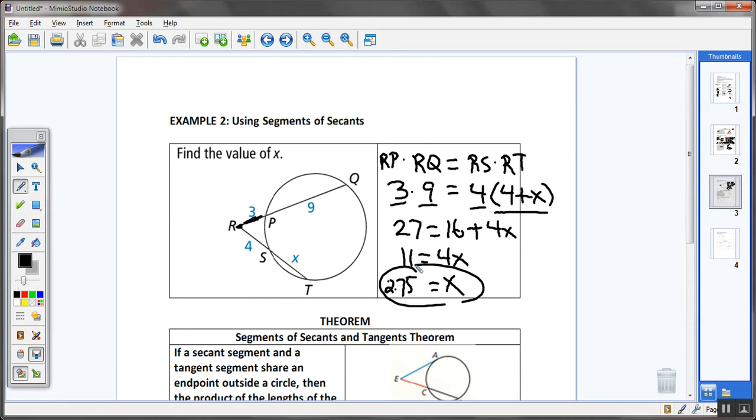Okay? So again, we're taking this short segment of 3 times the whole segment of, ooh, I screwed up. It's not 9, it's actually 12. I need to back up here. Hopefully you caught me. Yeah, we can't go 3 times 9, can we, kids?